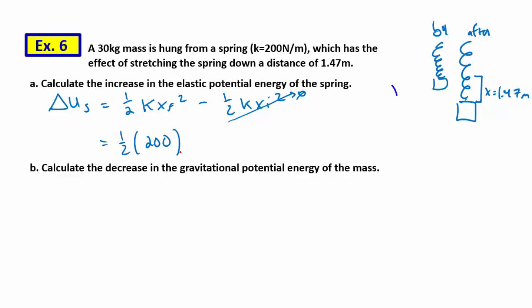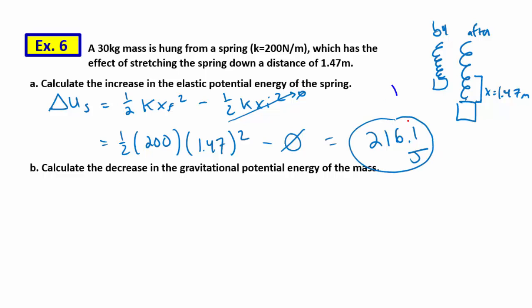And once I hang that down, it's going to be stretched out. I'm going to say 1.47 meters. We're going to square that, and I'm going to subtract 0 because I'm going to assume that it wasn't stretched before. And when I do that, I'm going to get that there was 216.1 joules of elastic potential energy change. Okay, so we stretched out that spring. Now there's some energy stored in stretching it.